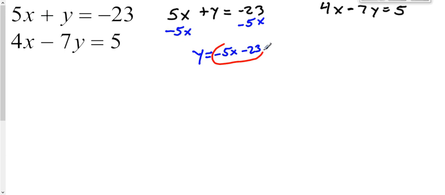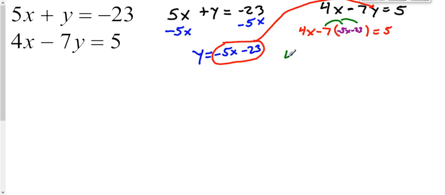Since we have a Y equals, we can let that into our other equation right here. So we have 4x minus 7. Here is where we would have had y. -5x minus 23. We're going to distribute that -7, so we get 4x plus 35x plus, I have no idea what 23 times 7 is, 140, 161.